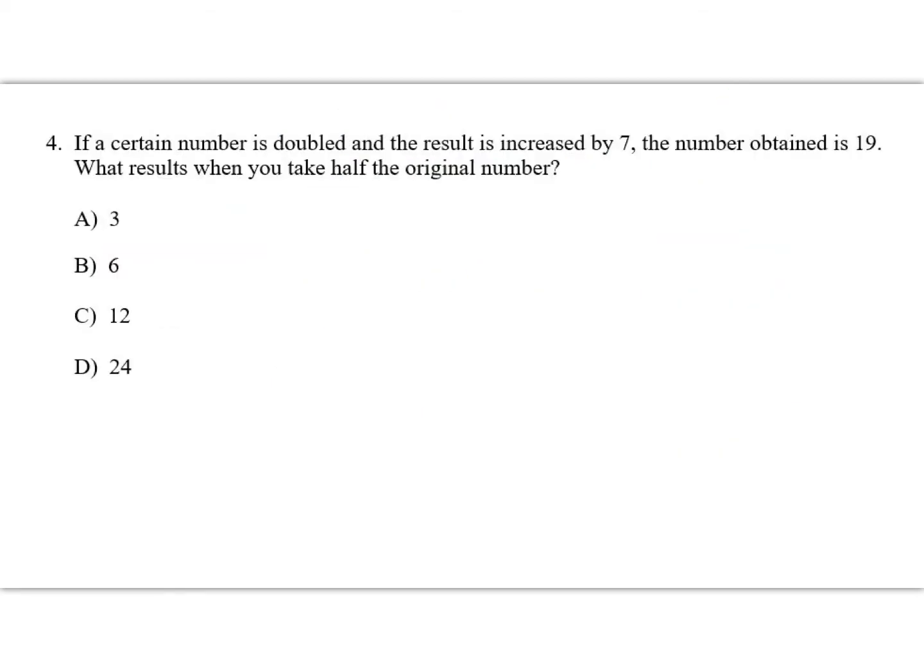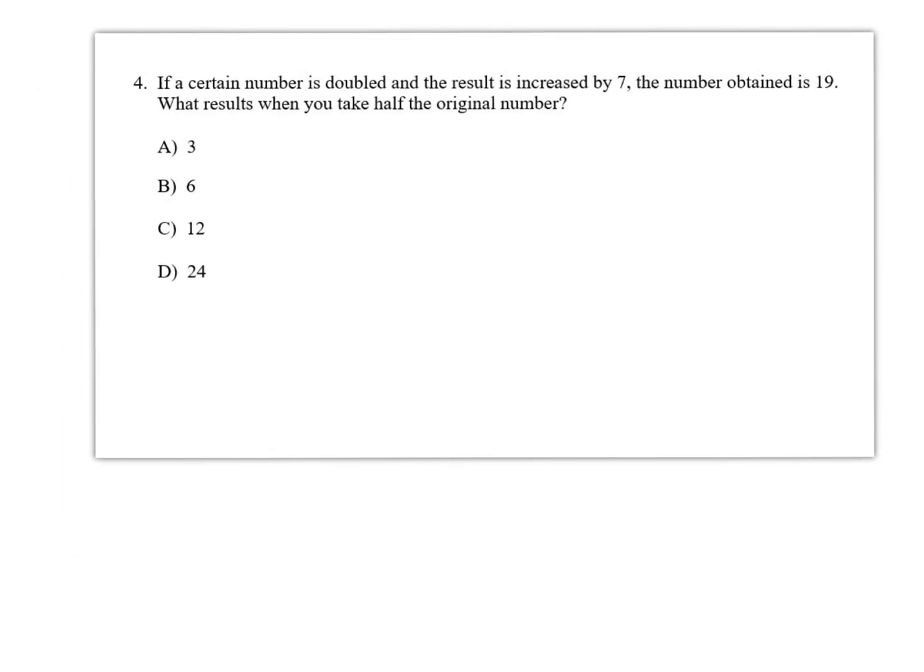Alright, this next one, I gotta shrink this down so I can see it. Alright, it says, if a certain number is doubled and the result is increased by 7, the number obtained is 19. What results when you take half of the original number? Alright, again, a lot of garbage going on here with this one, a lot of words. So let's take this slow.